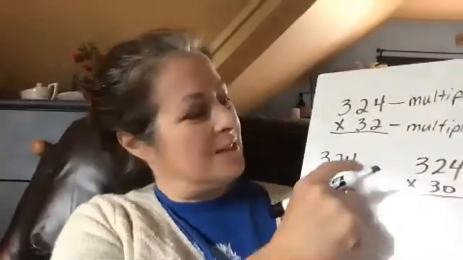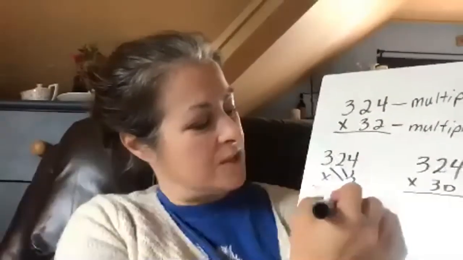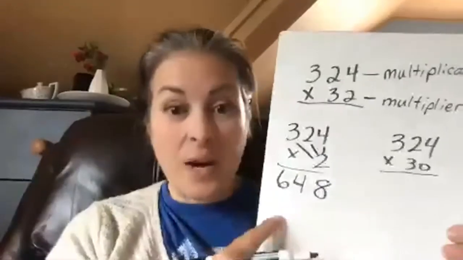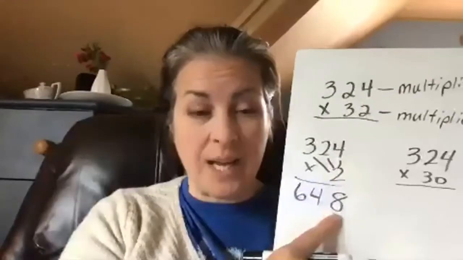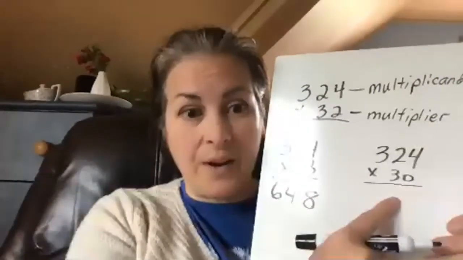Ta-da! Wait, did I do that backwards? Yeah. I'm doing it backwards, aren't I? 2 times 4 is 8. 2 times 2 is 4. I should look at this the right way. And 2 times 3 is 6. Okay, that's our first partial product, 648. Now we need to come over here and do our second partial product.